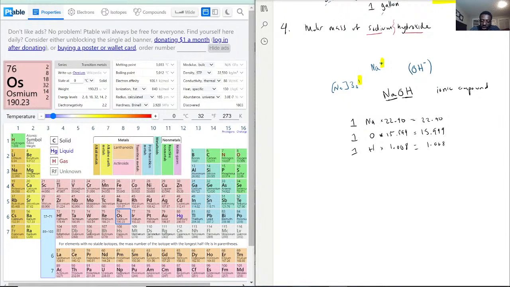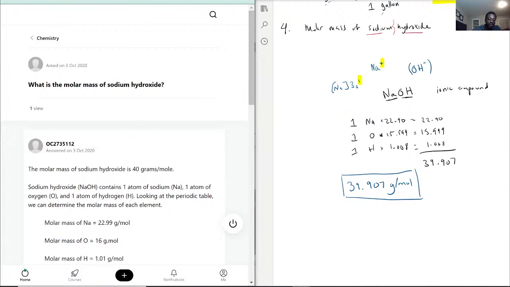1.008 plus 15.999 plus 22.90. You have in total 39.907. So yes, the molar mass of sodium hydroxide is 39.907 grams per mole. Just gotta draw that better. That right there should be the answer.